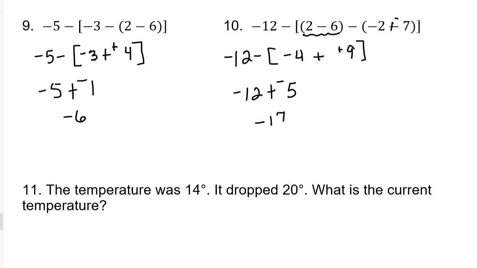In the last problem, the temperature was 14 degrees and it dropped 20 degrees. What is the current temperature? So it was 14 and it dropped 20. That's the same thing as adding a negative, so I end up with 6 degrees below zero, or negative 6.